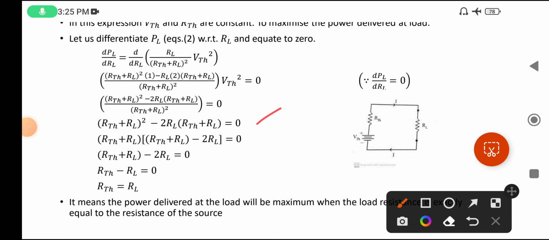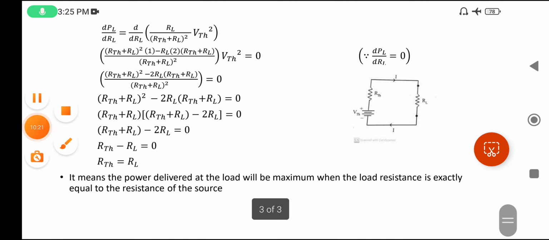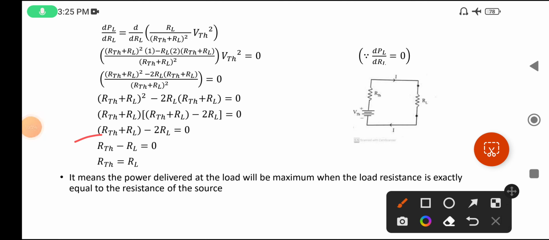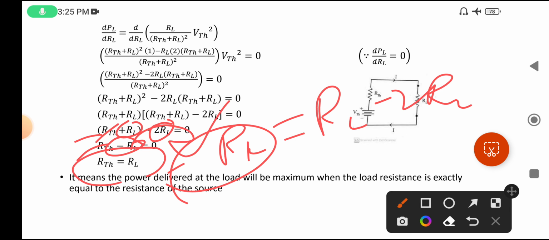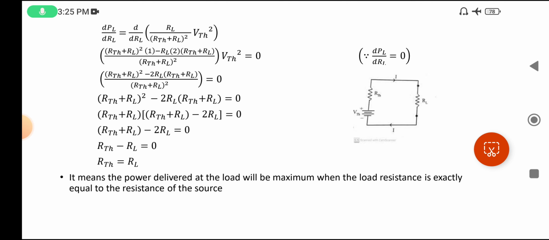Now take the common factor. The common factor is taken, and inside the bracket is this one only, and if the common factor comes to this side it becomes 0. The remaining terms are R Thevenin plus RL minus 2RL. RL minus 2RL is minus RL, so minus RL is written, with R Thevenin. Bring this minus term to this side, then it becomes equal. So R Thevenin is equal to R load.